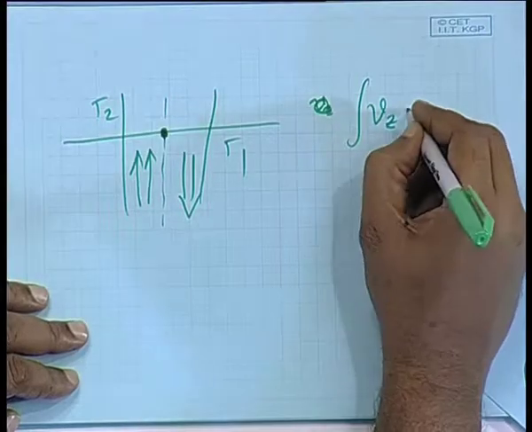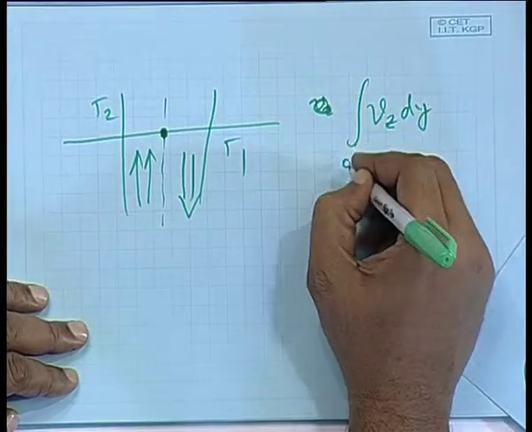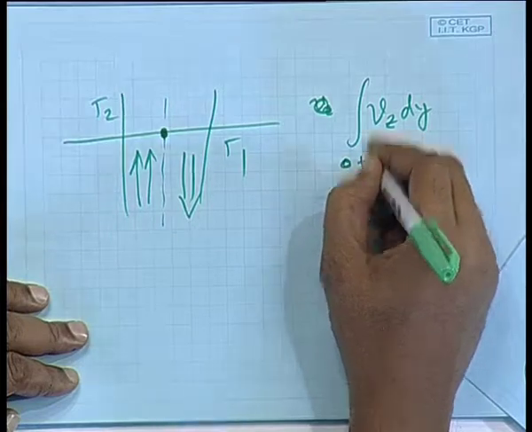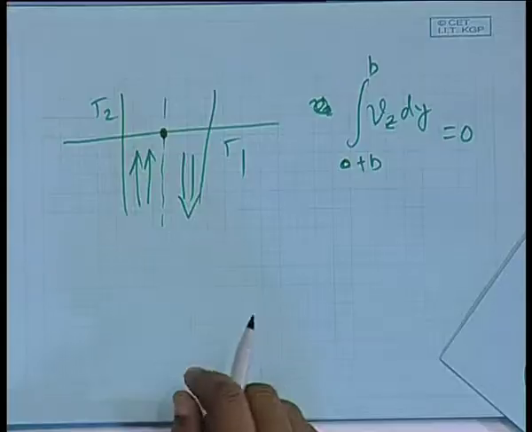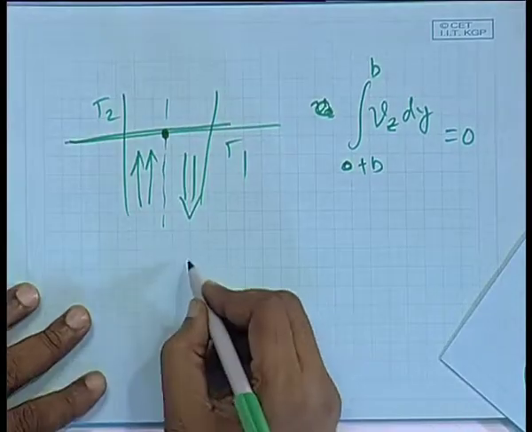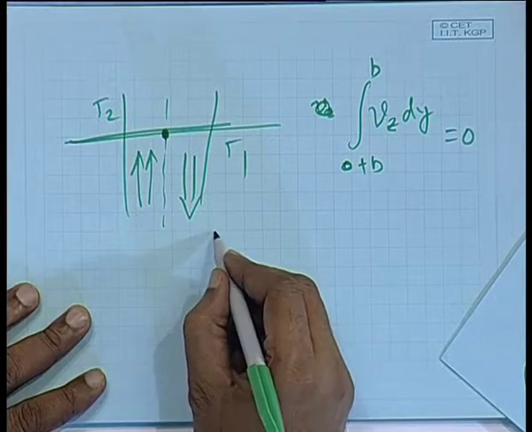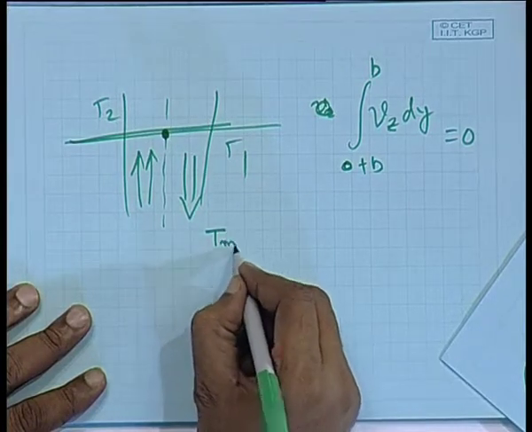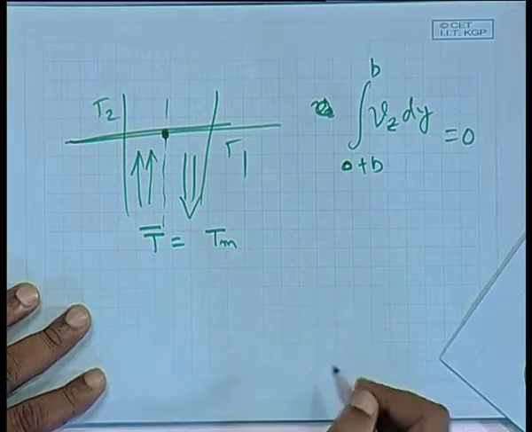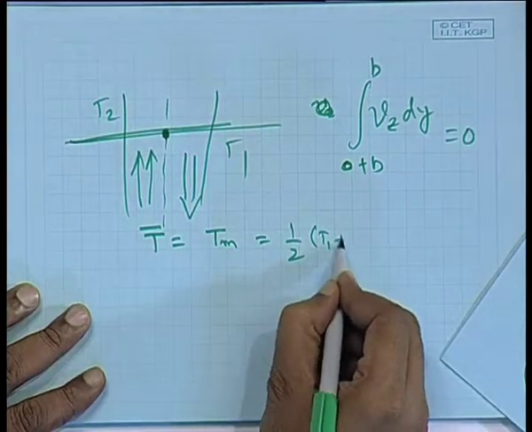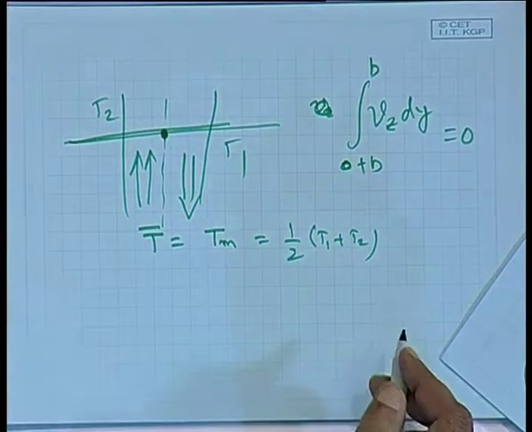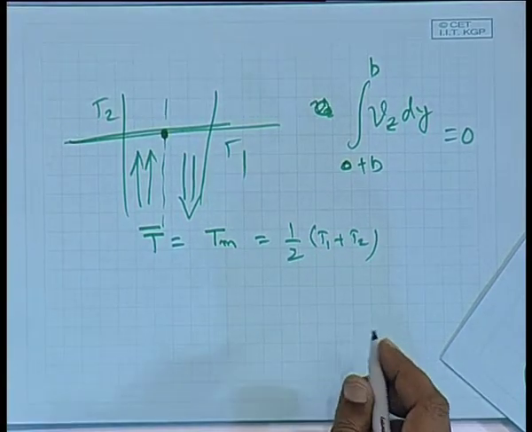The integral of Vz over dy from minus b to plus b would be equal to 0. Use this condition that the average velocity is 0, and you would see that T bar is going to be equal to T m. This T m is nothing but half of T1 plus T2, and in your text you would see another form of Vz.